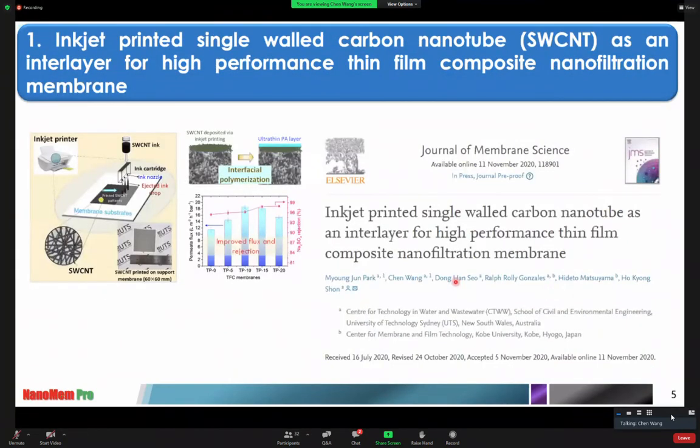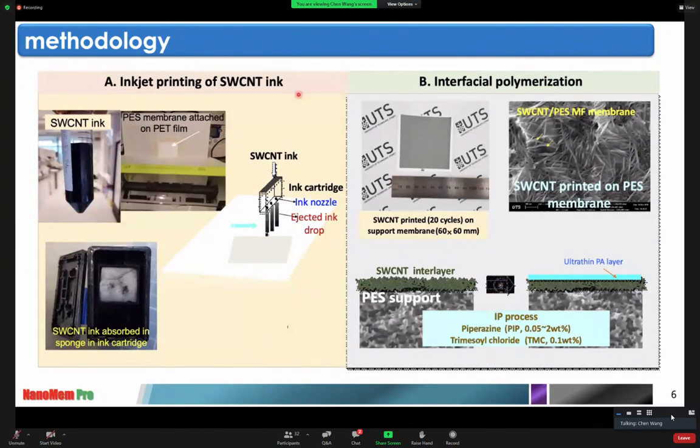Now let's start with our first study. In this study, we use inkjet printing to print SWCNT as an interlayer for high-performance TFC nanofiltration membrane fabrication. The fabrication consists of two parts. The first part is the inkjet printing of SWCNT on the PES membrane surface. In the second part, after the successful printing of SWCNT, we did the IP process to create a polymer layer to form the final TFC membrane.